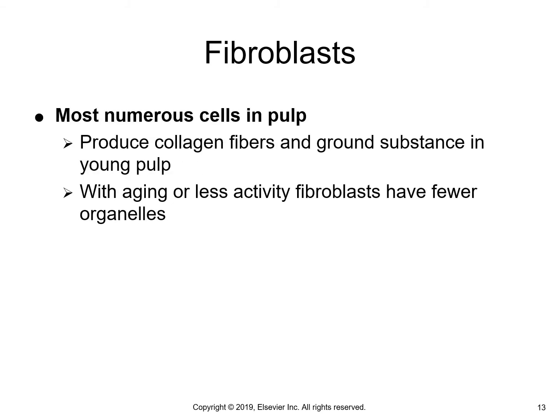Fibroblasts are the most numerous cell in the pulp. The one thing about fibroblasts that sets them aside from some of the other cells is that they not only make connective tissue, but they also break it down. So they are in charge of producing collagen fibers and the ground substance in pulp. With aging, there's less activity of these fibroblasts, and they also have fewer organelles, which is pretty common with most cells. But the one thing to remember about fibroblasts is they not only build tissue, they also break it down.